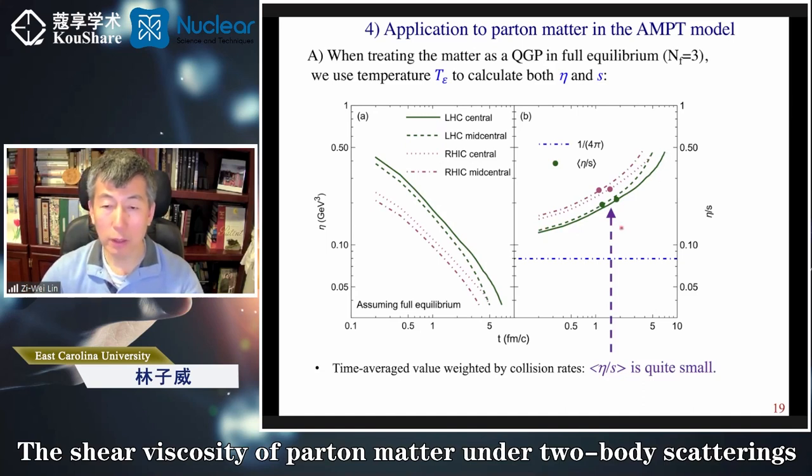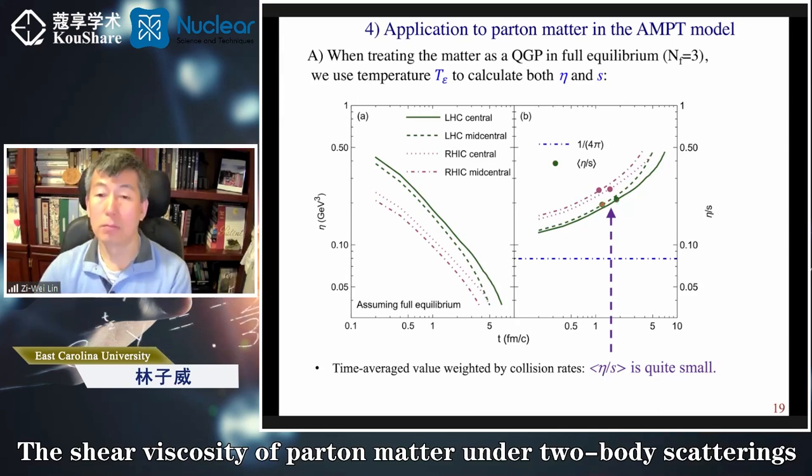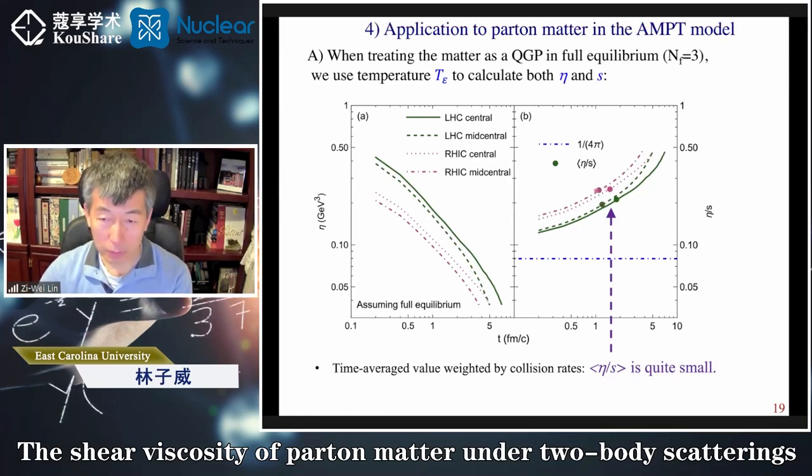So to give an overall idea, we can do the time average. So we can average this curve by the collision rate that we showed before. And the time average intervals are represented by the circle on each curve. For example, the time average interval for central LHC is here, but for mid-central is there. And for RHIC, central is here and mid-central is there.